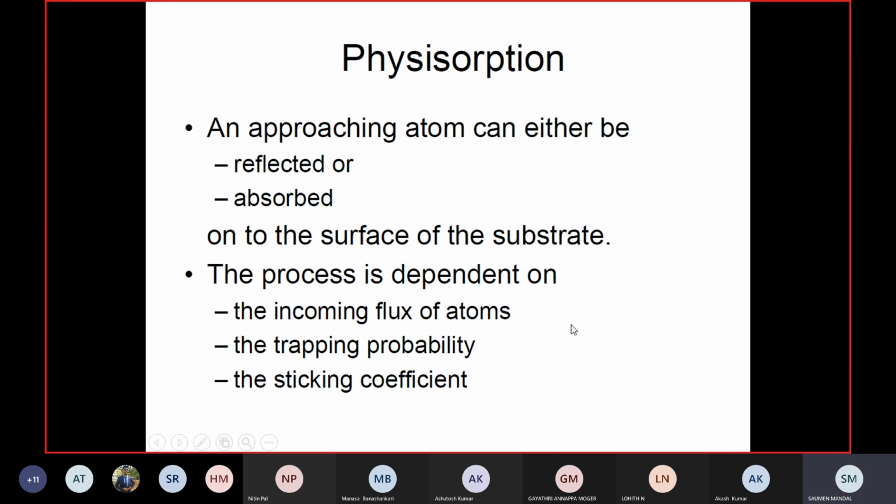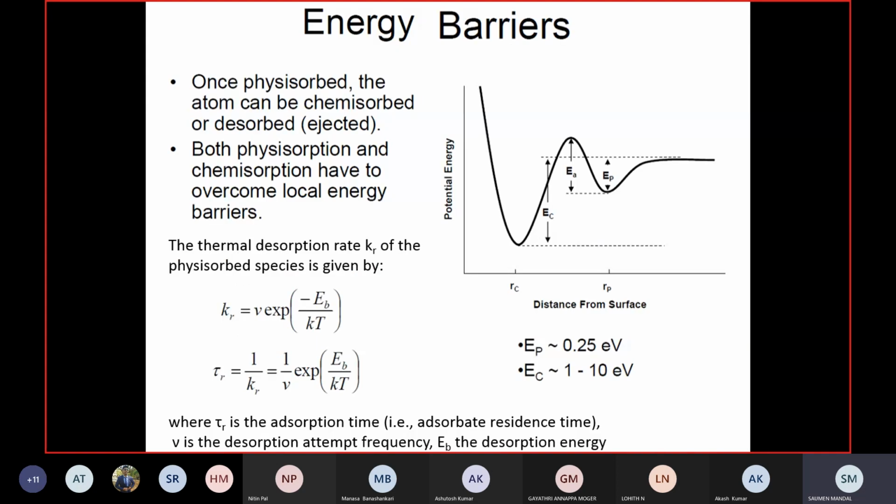The process depends on the incoming flux of the atoms, the trapping probability, and the sticking coefficient. Incoming flux is important, and we can control it by changing the voltage. If you change the voltage, of course the incoming flux will change. If we make the substrate temperature lower, of course the trapping probability will be higher. The sticking coefficient depends on the surface or nature of the substrate, and a little bit on the substrate temperature.